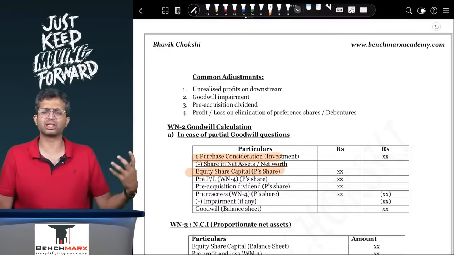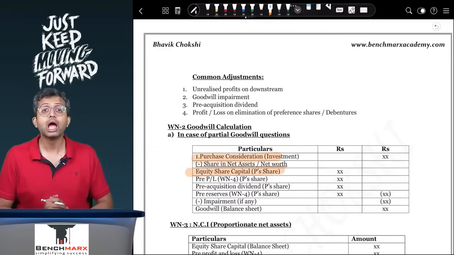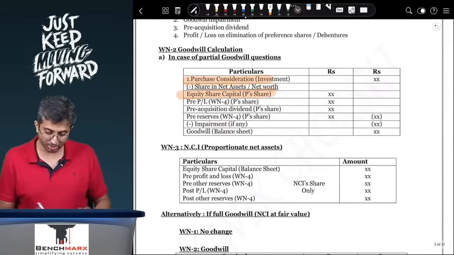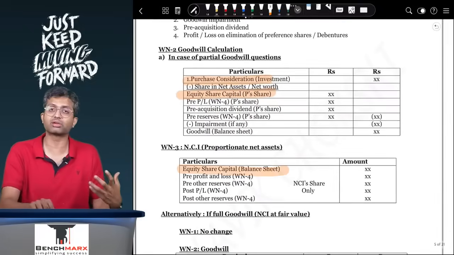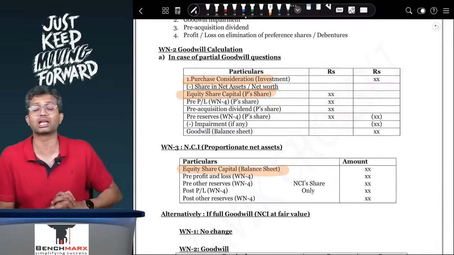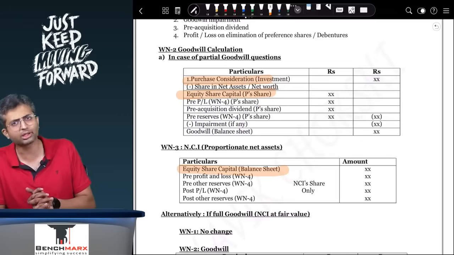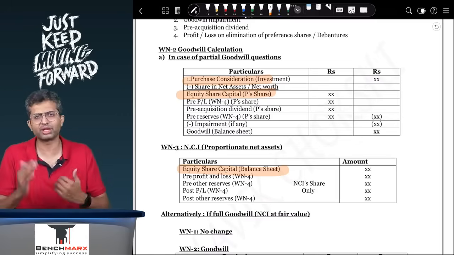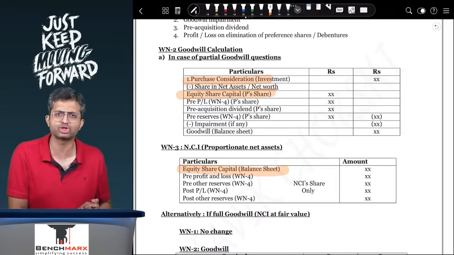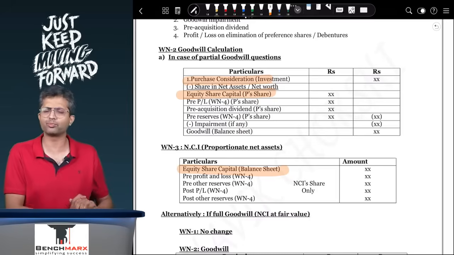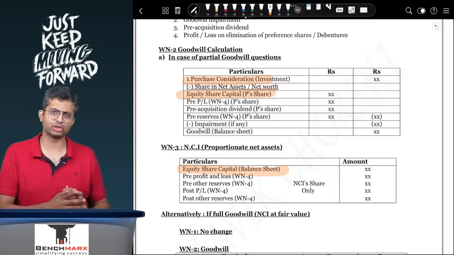You can even show this in a ledger format or in a statement format. But the remaining 30% is attributable to non-controlling interest, and unless otherwise given, we assume that the non-controlling interest is calculated using the proportionate net assets method. It can also be calculated using the fair value method, for which slight modifications will have to be done in the steps, but first we focus on the partial method.